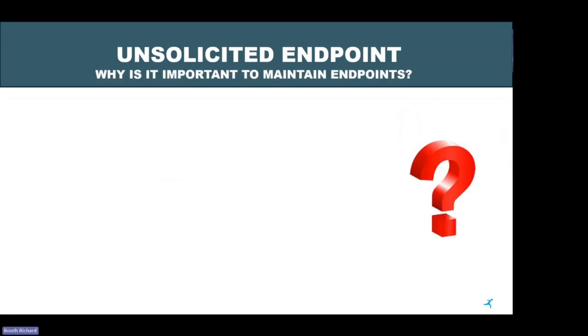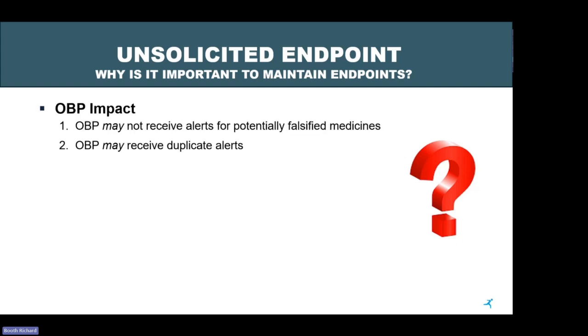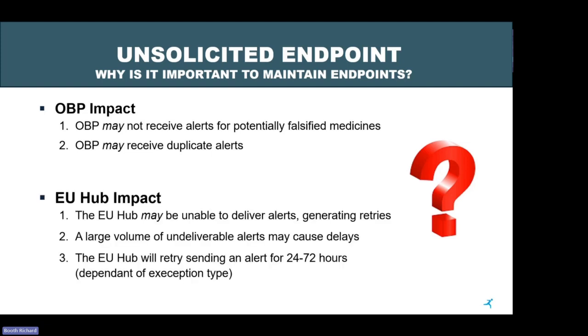So why is it important? Well, from an OBP perspective, if you're not maintaining that endpoint, you might not receive alerts for potentially falsified medicines, or you could receive duplicate alerts. From an EU Hub perspective, if your endpoint isn't maintained, it is possible for it to have a negative impact on the hub, especially if a high volume of alerts are received from a market.